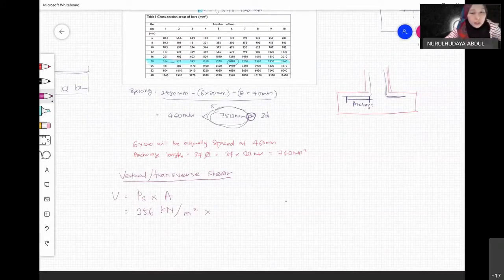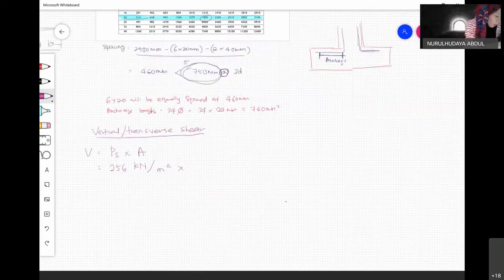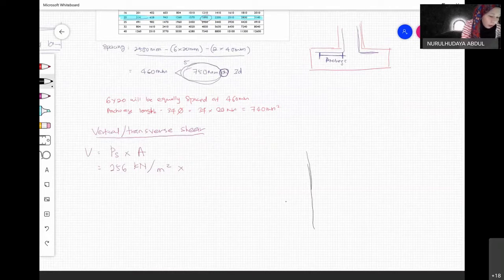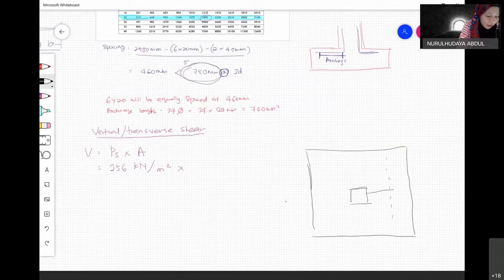So which area is it that is actually for transverse shear. Okay, the area is the one like this. Only half of your foundation. Okay, so this one supposedly is 1.0D from the face of the column, it is 1.0D. So what is D? D is effective depth. Okay. So 1.0D, 1 times D.